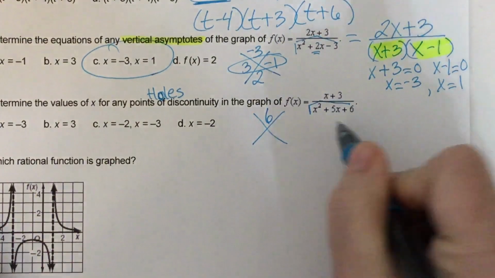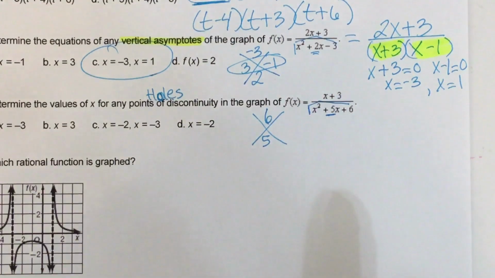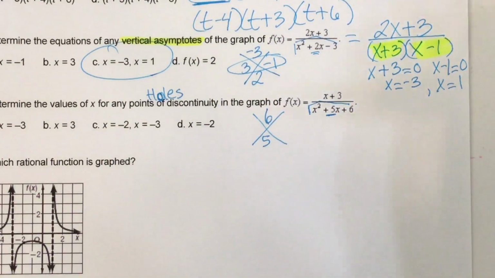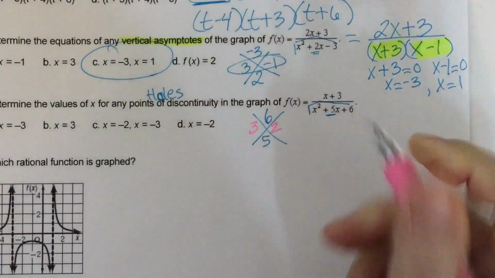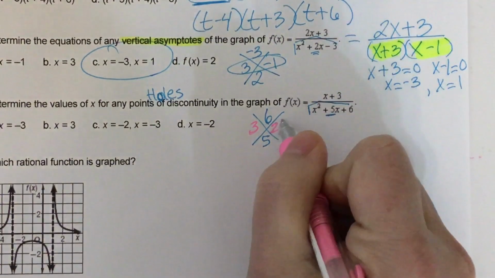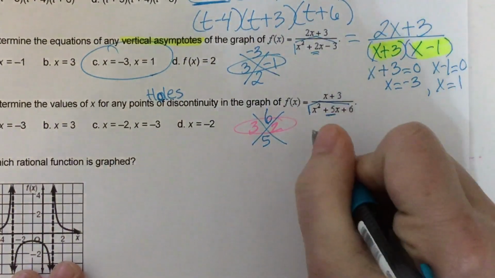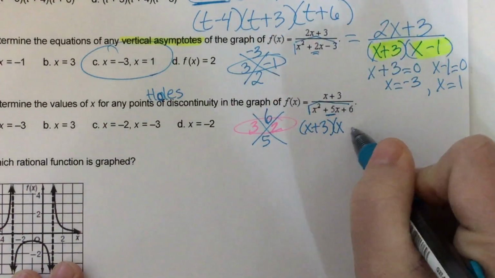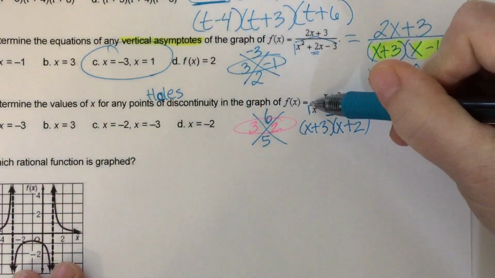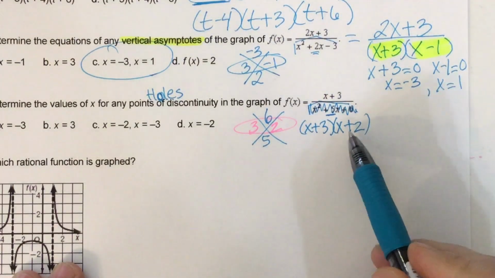I want the numbers to add to make 5. And the numbers that multiply to make 6 and add to make 5 are 3 and 2. Because 3 times 2 is 6 and 3 plus 2 is 5. Okay, so my denominator is going to factor with an x with a plus 3 and an x with a plus 2. I'm just going to go ahead and scribble out my original denominator because this is how it factored.